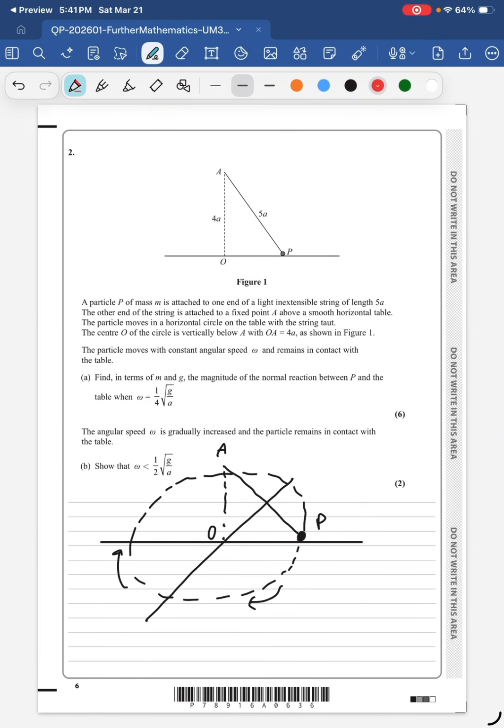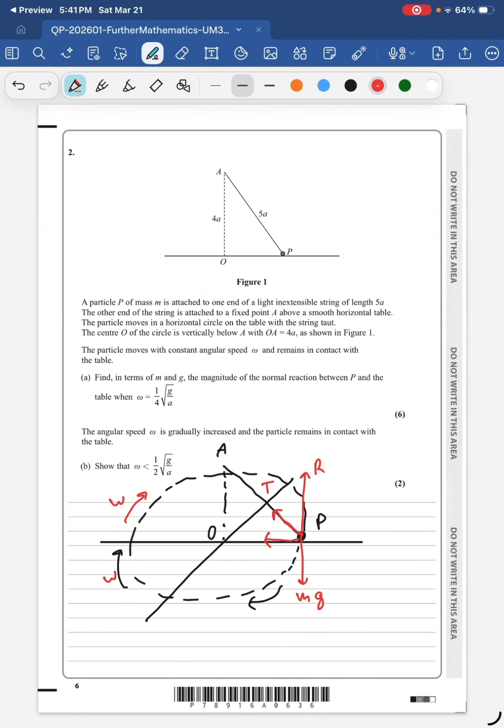Okay, so how many forces do we have here? We have tension from the string. I'm going to use red to draw the forces. We have the reaction force from the floor. We have the mass of the particle. And now the motion is on the plane. So omega is on the plane like that. Therefore, we need a centripetal force in this direction.